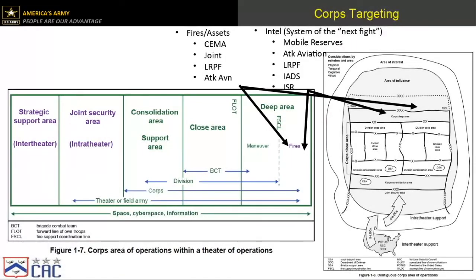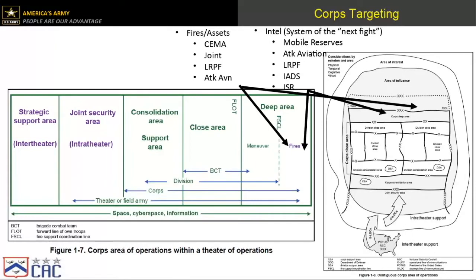As we consider how fires integrates across the warfighting functions and Corps operations, it is important to visualize the battle space. Here's two visual depictions of the battle space, both from FM 3-94, offering different ways in which you can visualize the battle space in addition to those that you saw in the previous class. Consider the space as we briefly overview the core functions in large-scale combat operations. Start to think about how you would employ fires to support these functions.